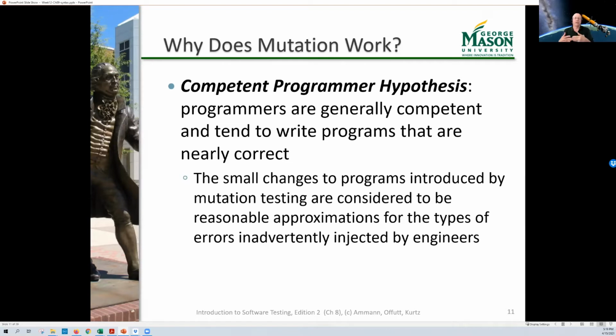And the first is the competent programmer hypothesis. The competent programmer hypothesis, how I wish this was always true. Programmers are generally competent. They tend to write their programs in a way that the programs are nearly correct. And I guess, we'd like to think that's true. And the side effect of that is that small changes to programs that are made by mutations are considered to be similar to or reasonable approximations for the kinds of errors that developers might actually make on their own.